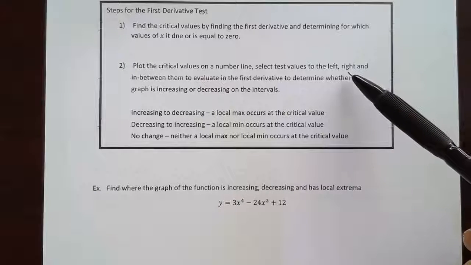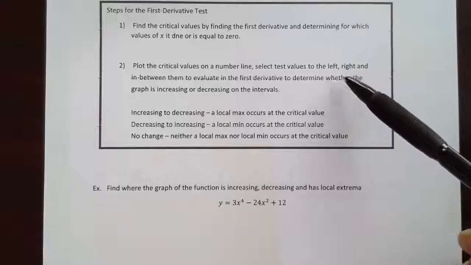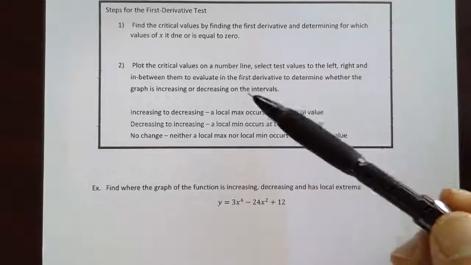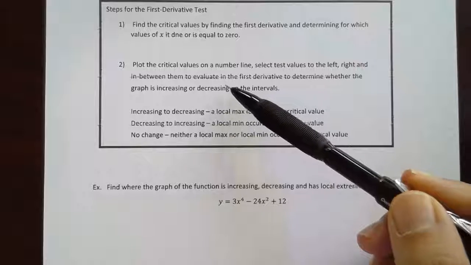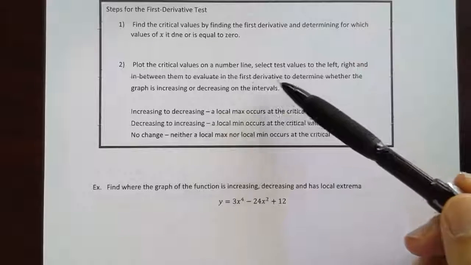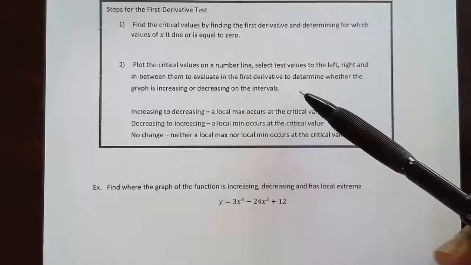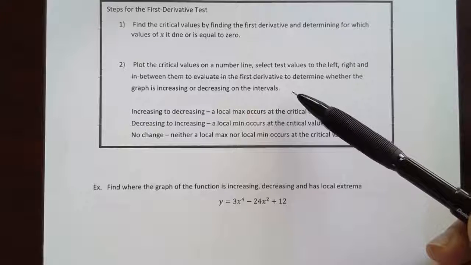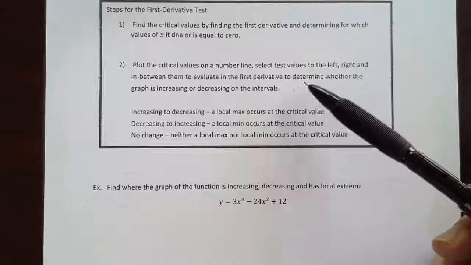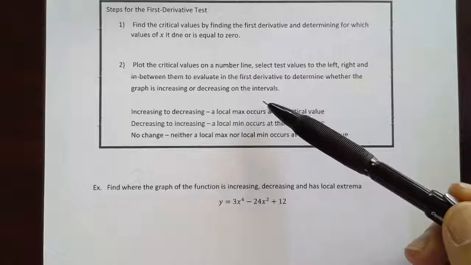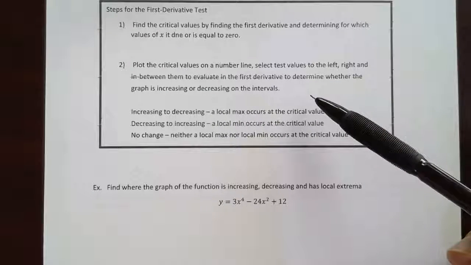Then you're going to plot your critical values on a number line, select test values relatively close, nice numbers to work with, to the left and the right, or in between them if you have multiple critical values, and evaluate those test values in your first derivative, because what we want to observe is the sign. If the sign on the test values is positive, then you're increasing on that interval, and if it's negative, you will be decreasing on that interval.